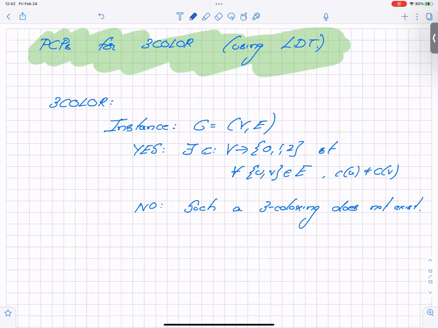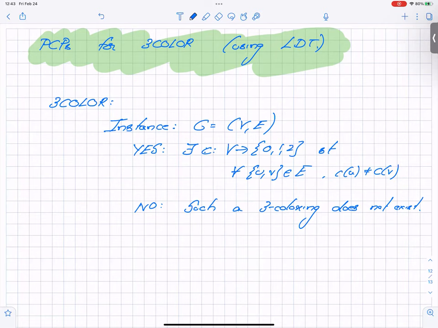In the no case, if I'm convinced with probability more than 1/8, possibly this is not a coloring, but it cannot be the case. Suppose I am satisfied with probability 99/100, then this might not be an encoding of the coloring, but there exists a coloring because of which I'm passing with such high probability. That's what we want to do.